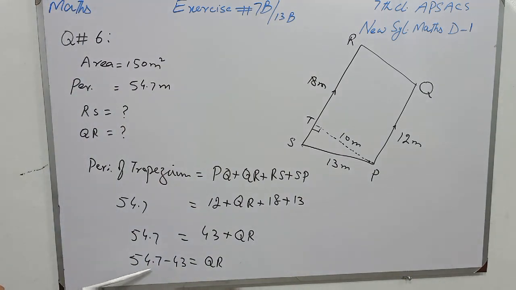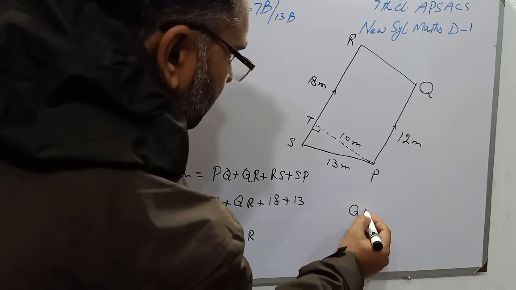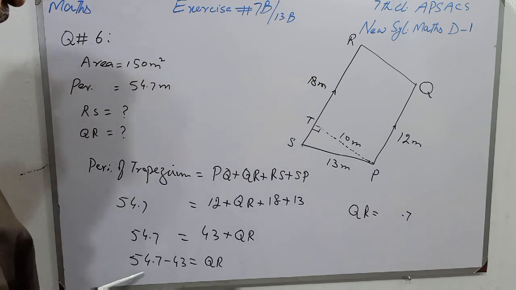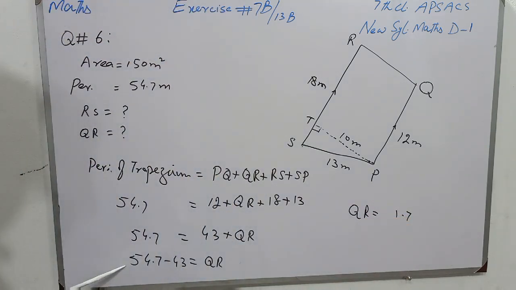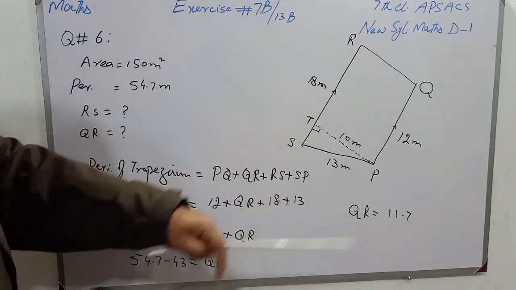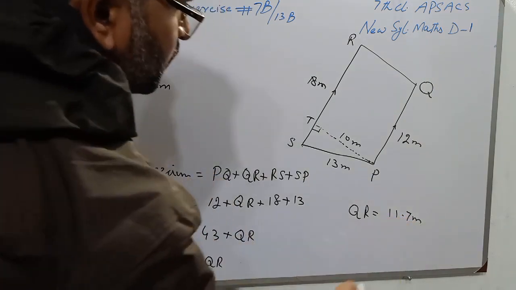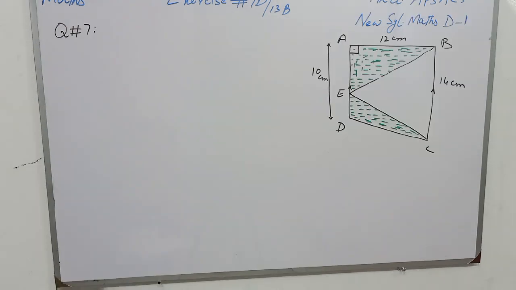So students, we will subtract 43 from 54, and the decimal 7 stays as it is, point 7. From 4 we will subtract 3 and it will be 1, and from 5 we will subtract 4 and it will be 1. So QR is 11.7 meter. So we have found both the sides of the trapezium.